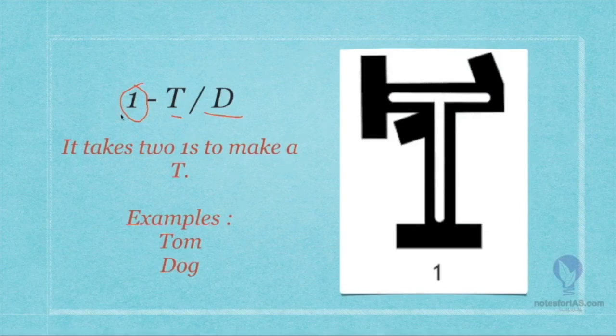If the number 1 comes in front of you, then you should be immediately able to remember that the sound for it is t or d. And if these two sounds come in front of you, like t or d, then you should immediately be able to decode that the corresponding number is 1. Examples are Tom, dog. That will be more clear when we go further ahead.